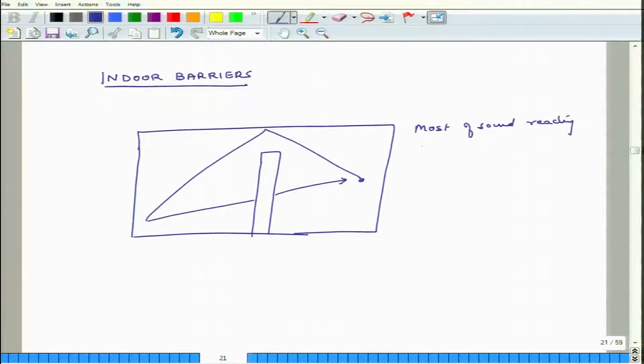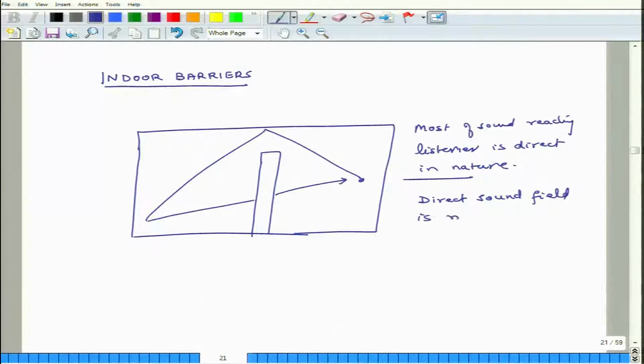Okay. So, indoor barriers are particularly effective if most of the sound reaching the listener is direct in nature. Okay. Other way we can say is the same thing, that indoor barriers are effective when the direct sound field is much stronger than the reverberant sound field.